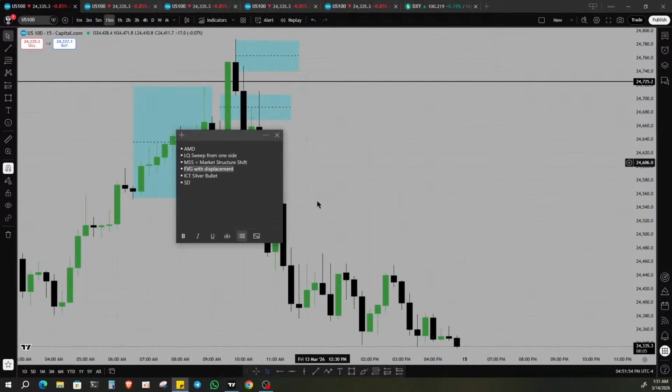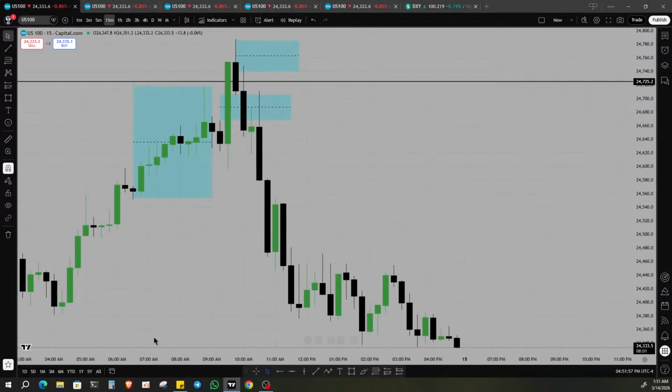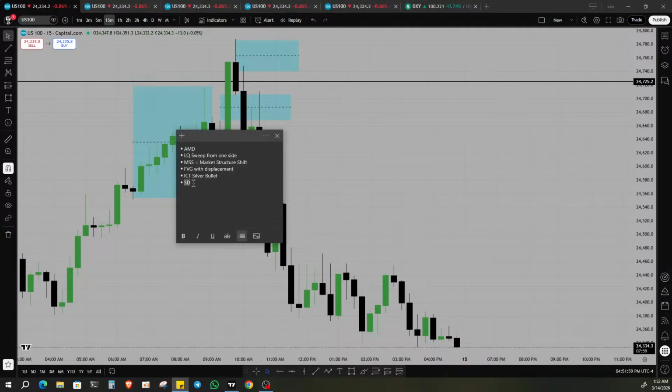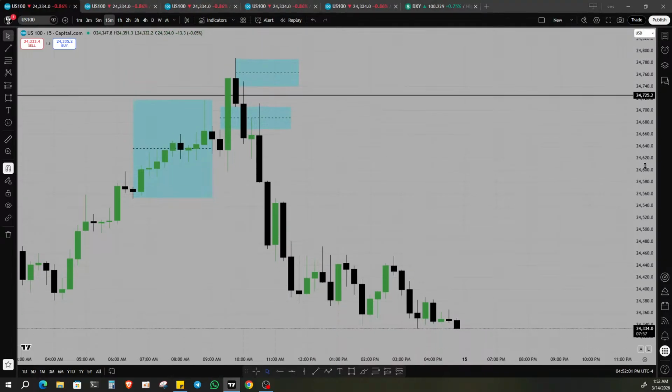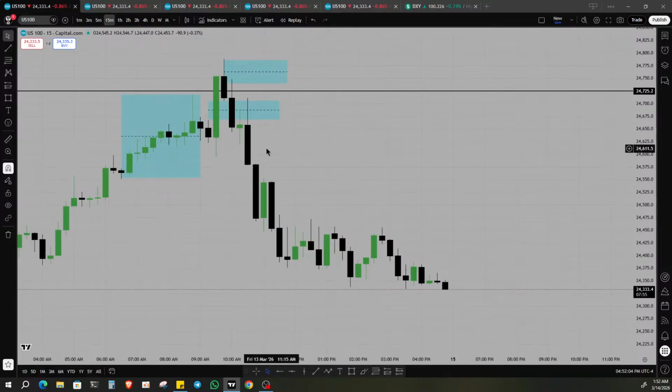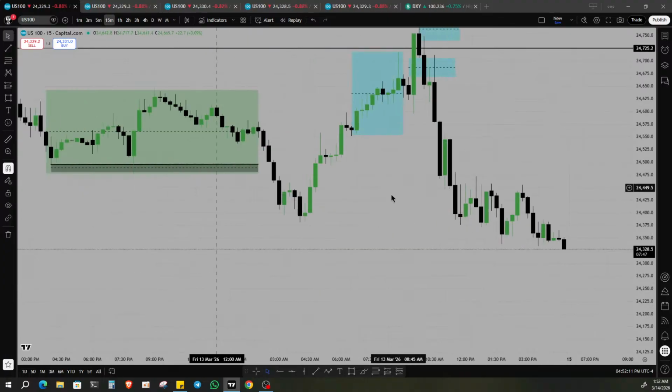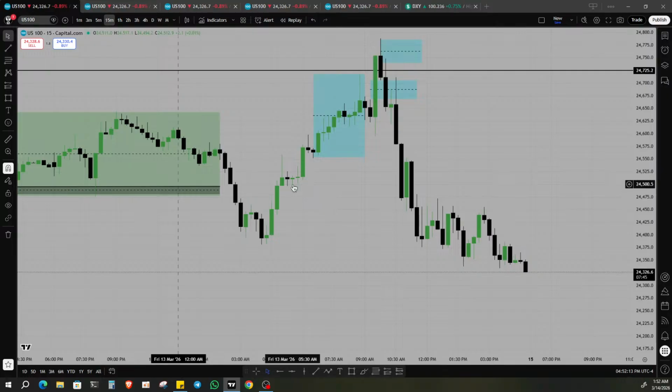And then we need the ICT silver bullet, which was basically to just short from here. And then standard deviations, this is the last thing. This candle right here confirmed the ICT silver bullet, and we were supposed to take our stop loss maximum to this point, and our first TP should be at this point.